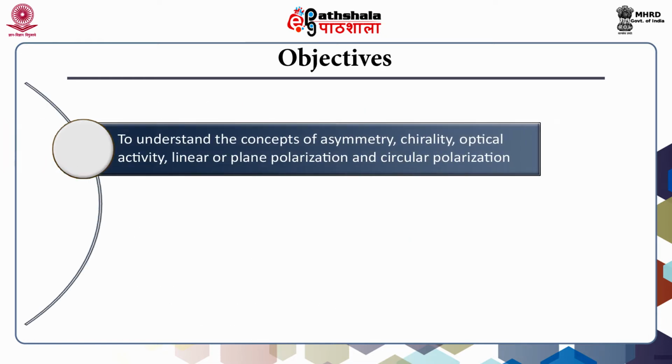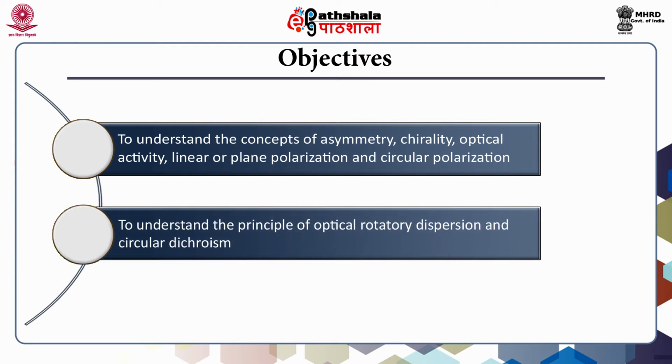To understand the concept of asymmetry, chirality, optical activity, linear or plane polarization and circular polarization, I will show you what is the meaning of symmetry of objects, symmetry of small molecules and macromolecules, what is the meaning of optical activity and how it is related to molecular asymmetry. Furthermore, we shall learn what is the polarization of light. We will also learn linear and circular polarization of light, and how a polarized light is produced. So that is the major idea.